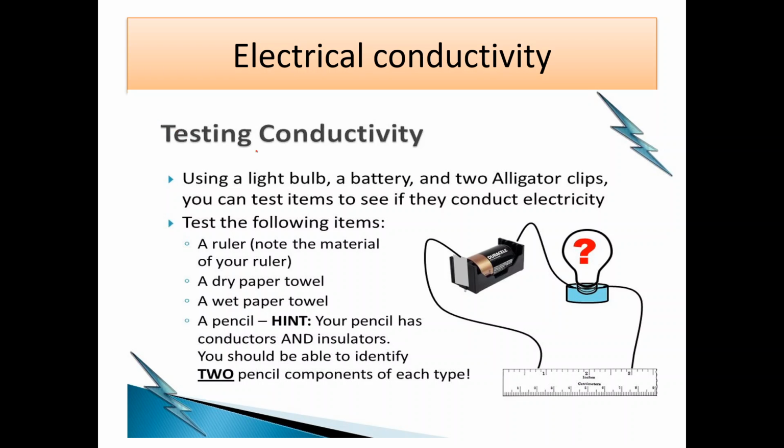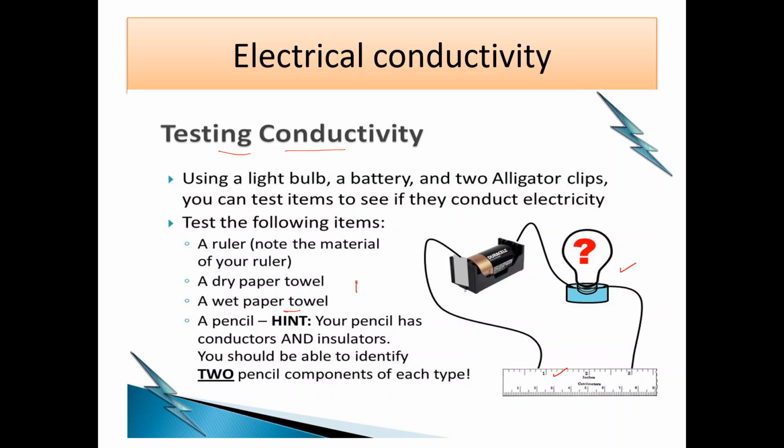Next is electrical conductivity. You will perform this activity. You have done it in earlier classes also. Testing electrical conductivity: metals conduct electricity. So this is the source of electric energy. You will take an LED bulb and the wire. When the ends of the wire are connected with a ruler, you have to note whether the bulb glows or not. Dry paper towel, will the bulb glow or not? Wet paper towel, you have to see. Water is a conductor of heat and electricity, so it may glow.